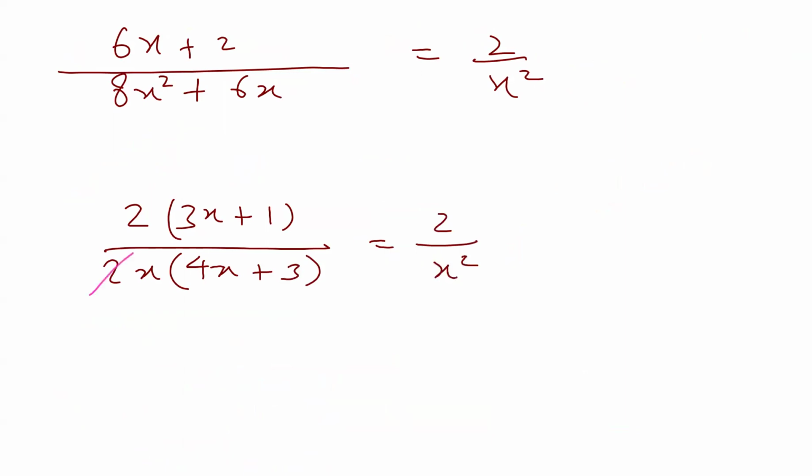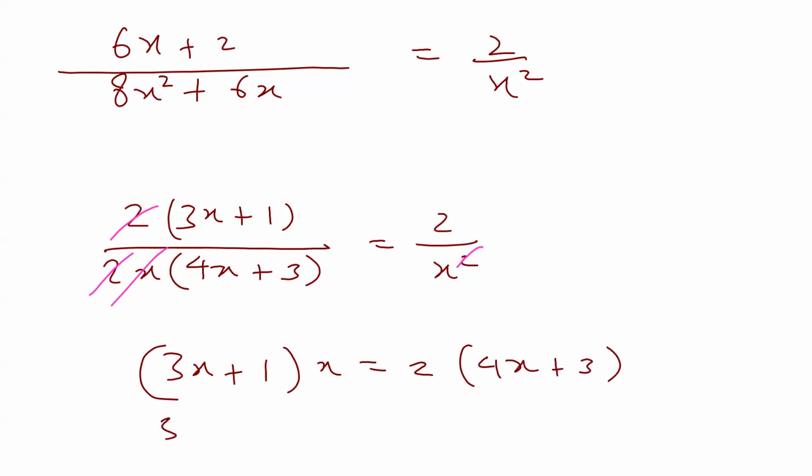2 is getting cancelled. And 1x and 1x from both the sides will get cancelled. Okay. So 3x plus 1 into x is equal to 2 into 4x plus 3. 3x square plus x is equal to 8x plus 6. So 3x square plus x minus 8x is minus 7x, minus 6 is equal to 0.